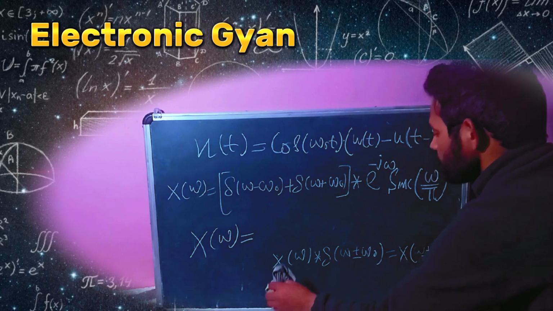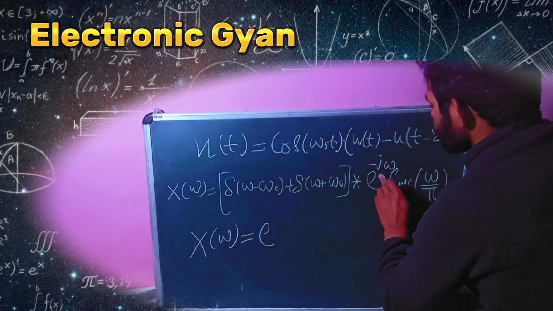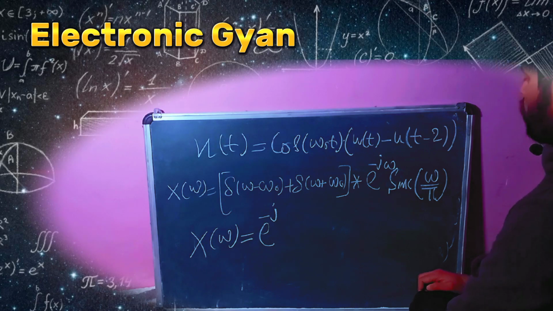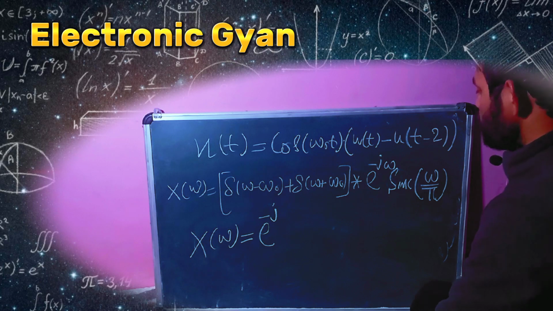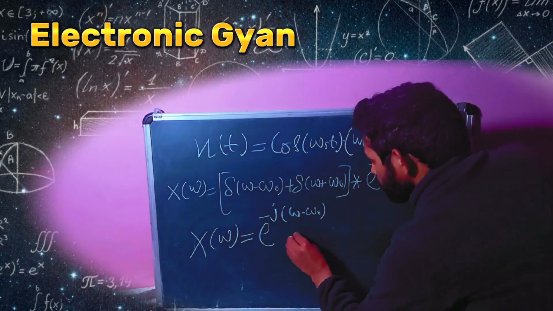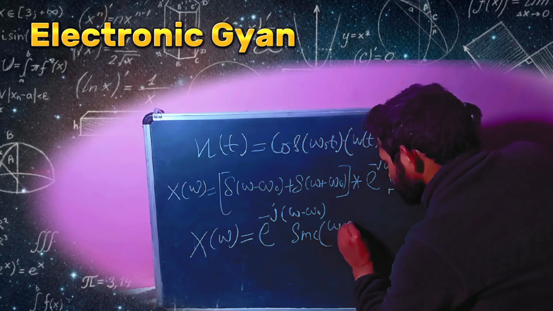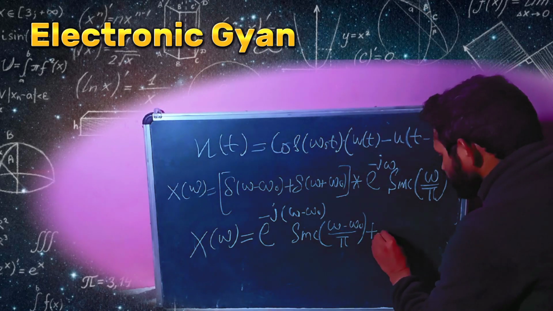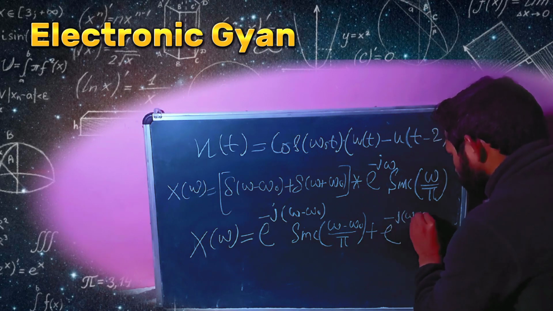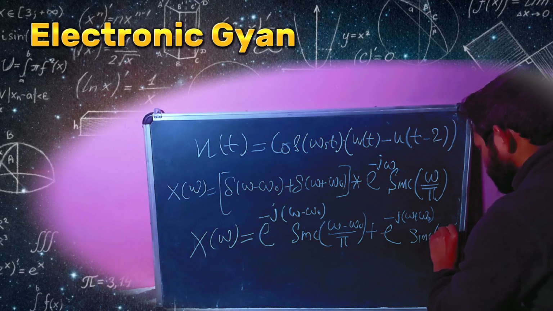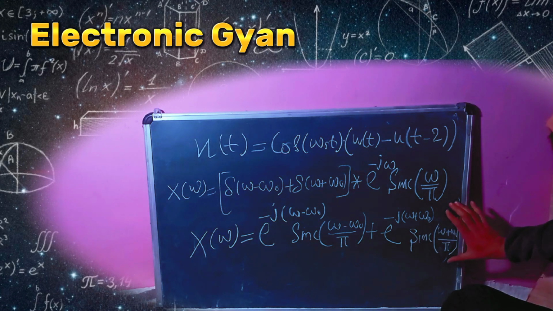Now we apply this property here. Where we have e to the power minus j omega, omega becomes omega minus omega naught, so we get e to the power minus j omega minus omega naught, shifted, into sinc of omega minus omega naught divided by pi, plus e to the power minus j omega plus omega naught into sinc of omega plus omega naught divided by pi. So this is the Fourier transform.